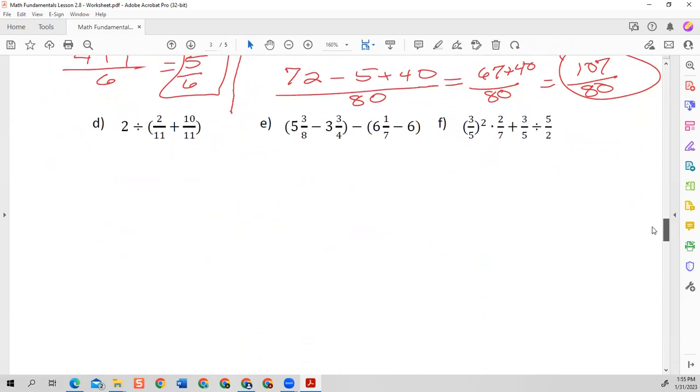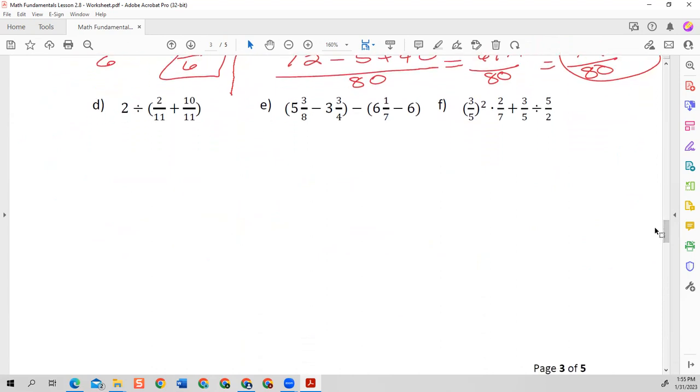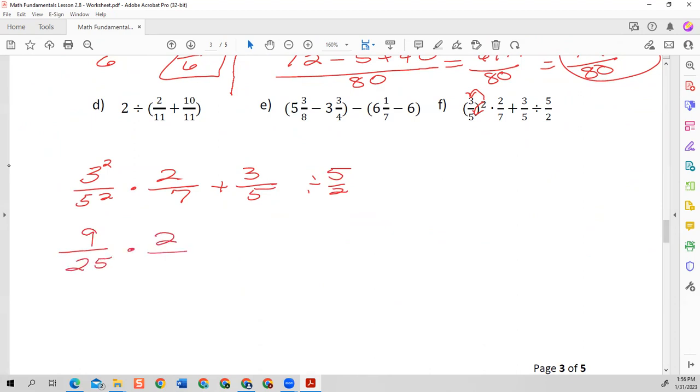All right. Let's try F. I want you to do some of these on your own. So let's do F right quick. F says we're going to square this first. This parentheses. So I got 3 squared over 5 squared times 2/7 plus 3/5 divided by 5/2. All right, let's do it. 3 squared is 9. 5 squared is 25 times that 2/7 plus 3/5.